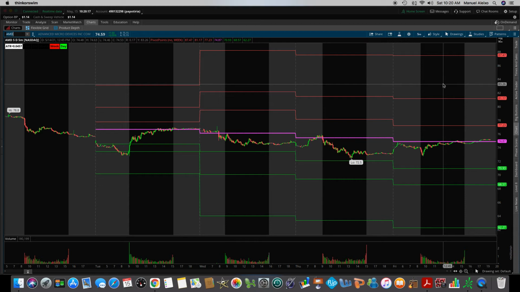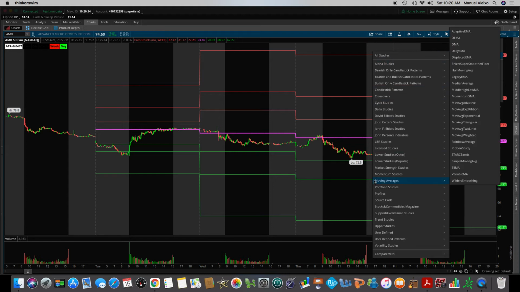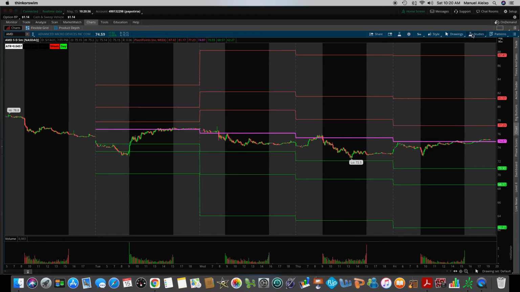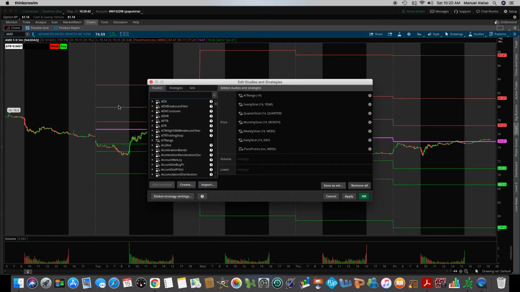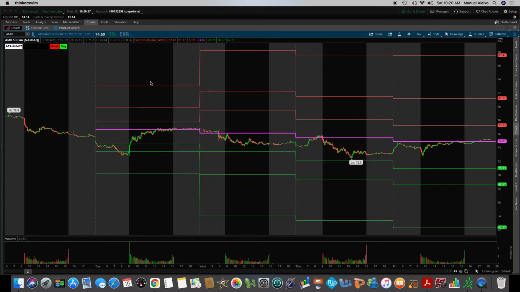I use the Thinkorswim platform. It's very easy to go to. If you click on your studies, okay, I'll show you how to get there. Studies, and you go to add study, okay. Actually, you can go to studies, and then edit studies, and if you type in this area, pivot, just pivot, it's the second one. It's called pivot points. You click on it, you add. I already have mine on there, okay? And basically, that's how you add it.